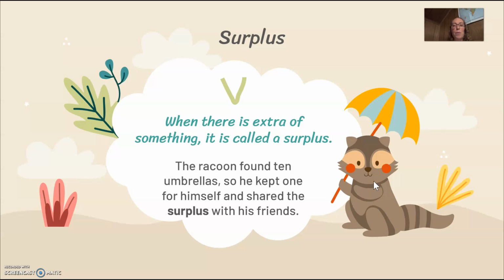And one last word, I believe, is surplus. When there is extra of something, it is called a surplus. So the raccoon found 10 umbrellas, so he kept one for himself and shared the surplus with his friends.